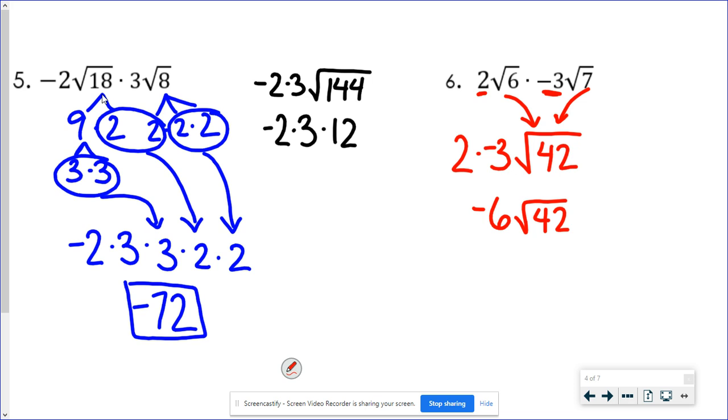If I would split it up to be the 6 and the 7 that I started with, the 6 is going to be a 2 and a 3, and there's a 7. There's no pair that I can grab out of that to make that simplify any more than what I have. So it's just going to be -6 times the square root of 42.